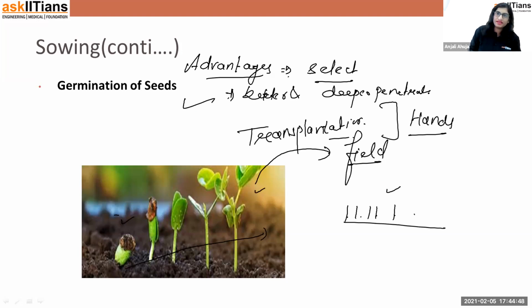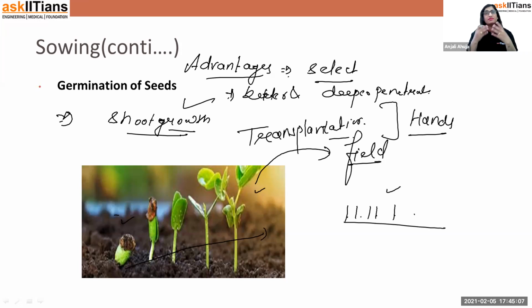And then it will have proper nutrients, proper sunlight and everything. So by doing this, shoot growth of the plant happens in a better way. Shoot growth means the root formation and the shoot as well. Root and shoot both you can say, but shoot growth happens in a better way because the root is already well developed. It will start taking in so much nutrient. Shoot growth is going to be very good because of this.